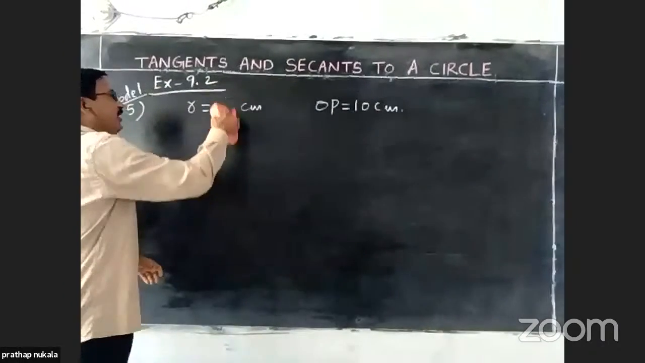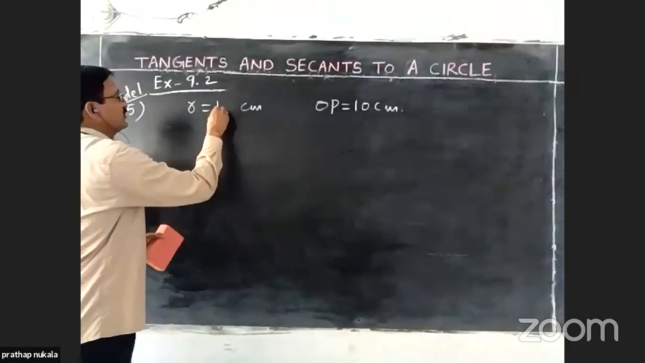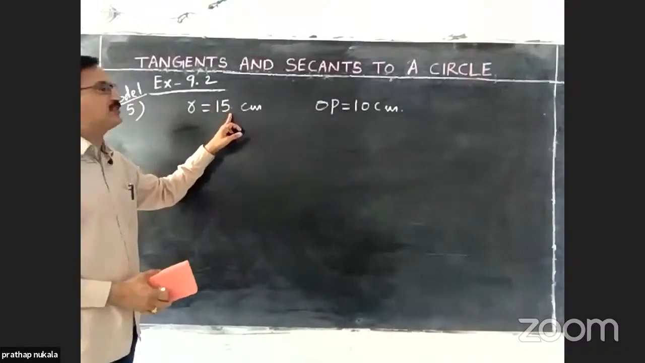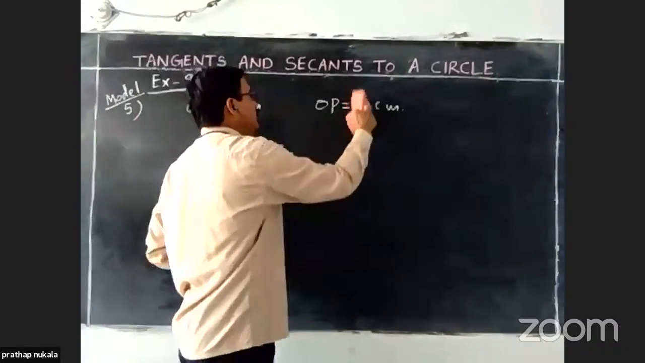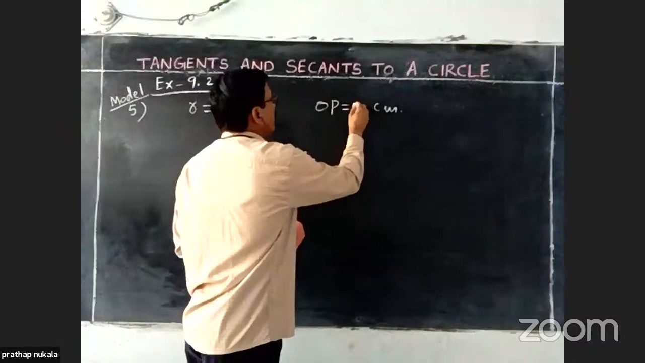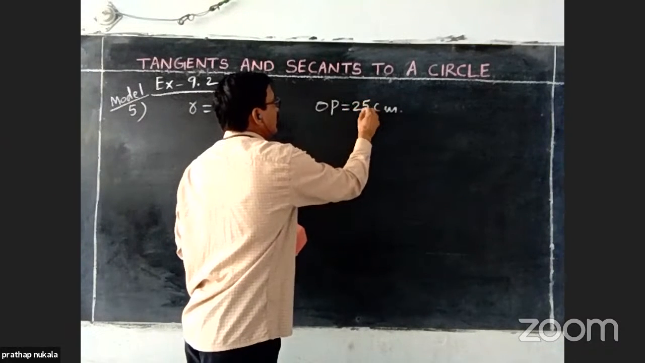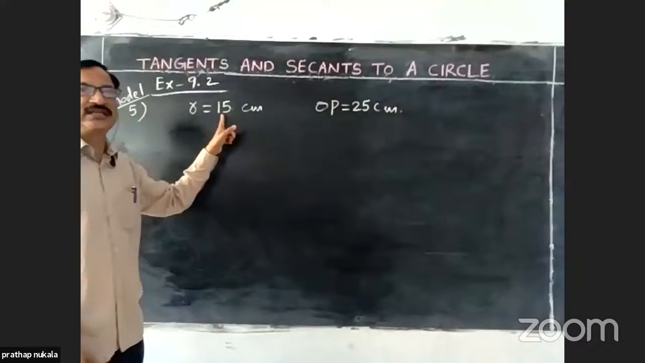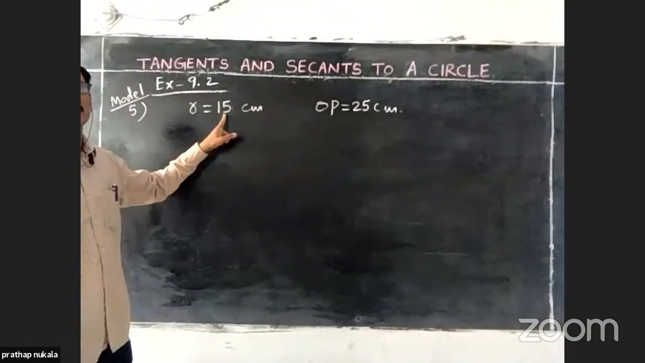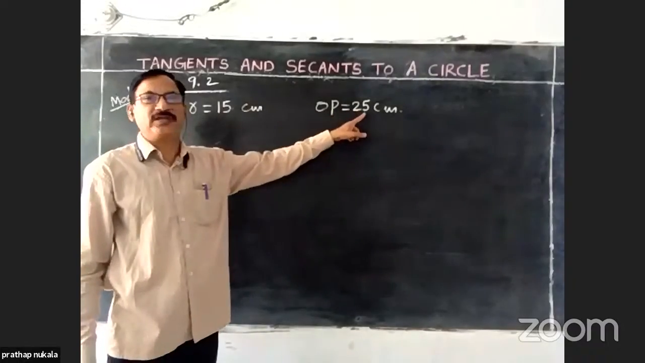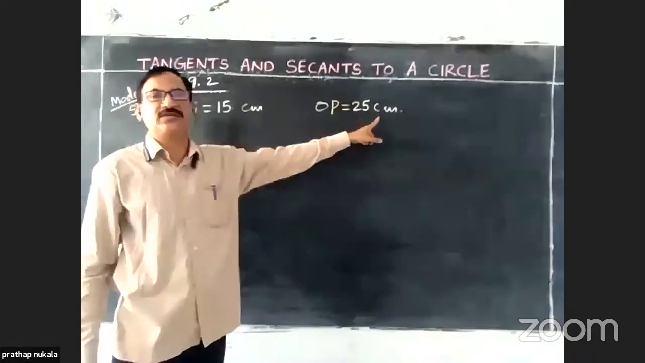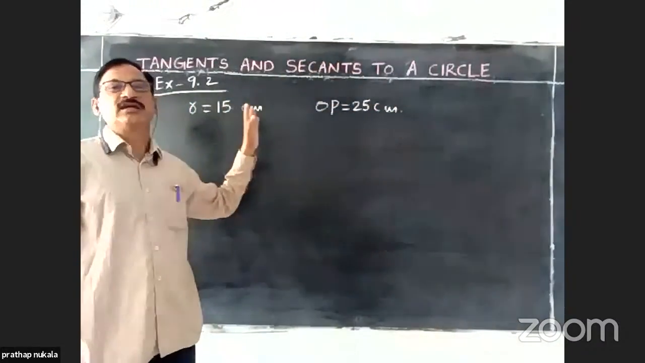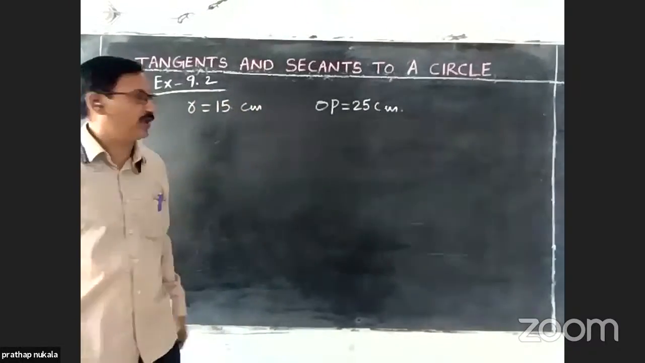Just for convenience, I am taking the radius as 15 centimeters and the distance between the center and external point as 25 centimeters. That means we have to draw a circle of radius 15 centimeters and locate an external point P outside the circle such that OP equal to 25 centimeters. Then we have to construct a pair of tangents from P to the given circle. That's the problem.